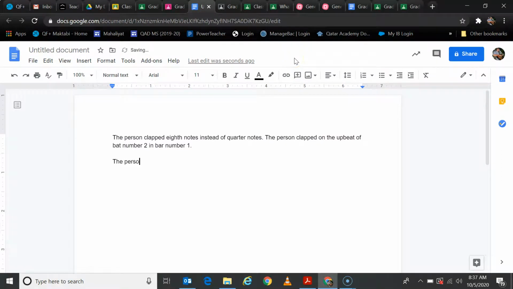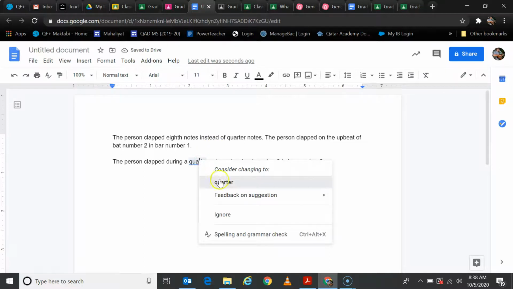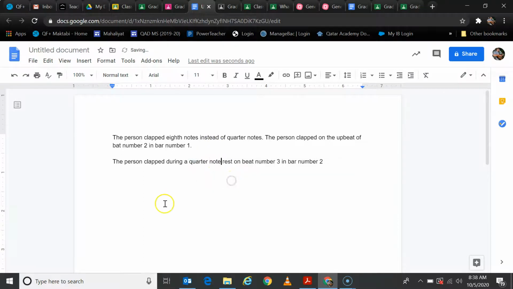The person clapped during a quarter note rest on beat number 3 in bar number 2. Okay, sorry for the mistakes over here. Let's just correct this. Quarter note. The person clapped during a quarter note rest on beat number 3 in bar number 2. Okay, this is how you report these kinds of mistakes.